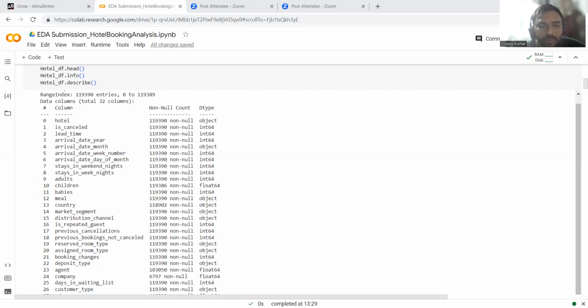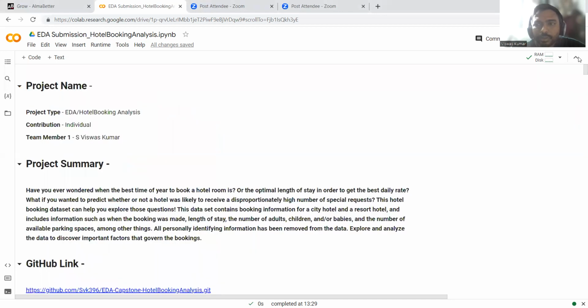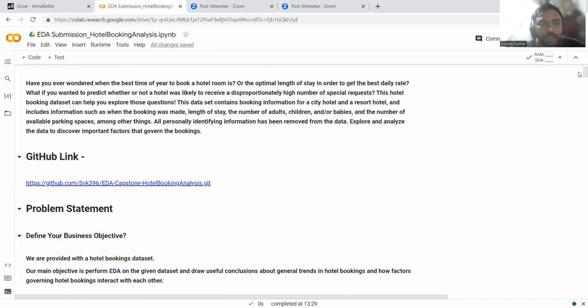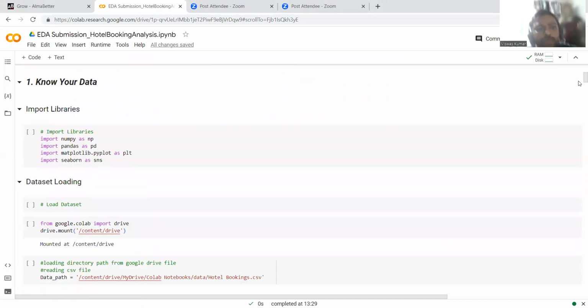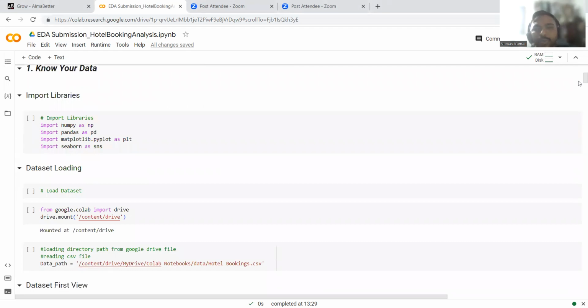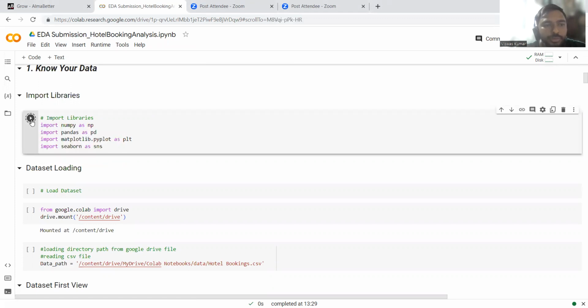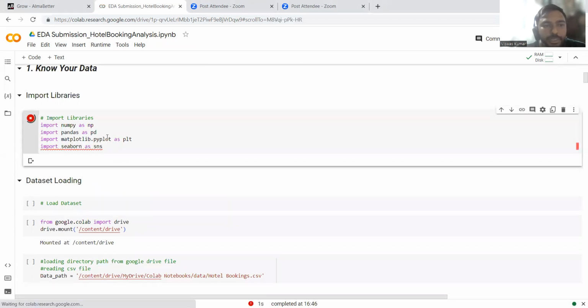So we'll go to the Colab notebook. Here is the Colab notebook. Here is the GitHub link provided in the Colab notebook. So using Python, we have to do the exploratory data analysis. For that we have to import the inbuilt libraries in Python. So import numpy as np, pandas as pd, matplotlib, and seaborn as sns.